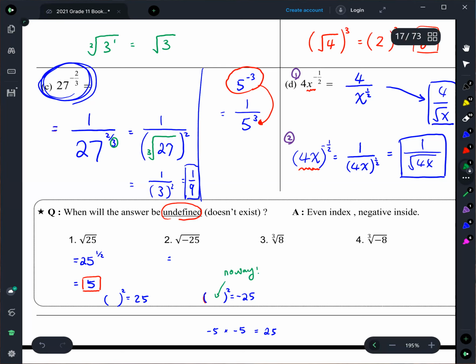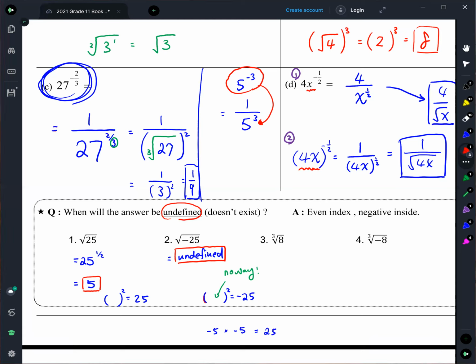So for this question, if you have a negative on the inside, for the second one, you can just say it's undefined, okay? Undefined. Okay, so undefined is an answer, okay? Do not leave it blank. Leave it blank, it means you don't know what to do, right? So you have to write undefined. That's one way to write it.